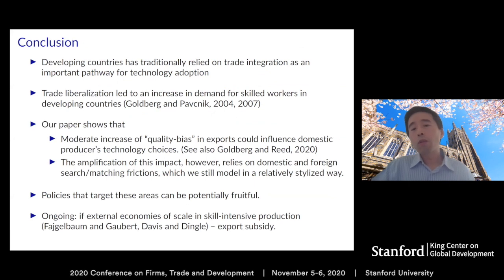So what are the next stages to look at? From a big picture perspective, the developing country has traditionally relied on trade integration as an important pathway for technology adoption. I think our paper hopefully shows you that even a moderate increase of quality bias in the export bundle could influence domestic producers' technology choice. But this amplification relies on domestic-foreign search matching frictions, which we still model in a relatively stylized way. I think there is some policy that could target these areas, which could potentially be fruitful.